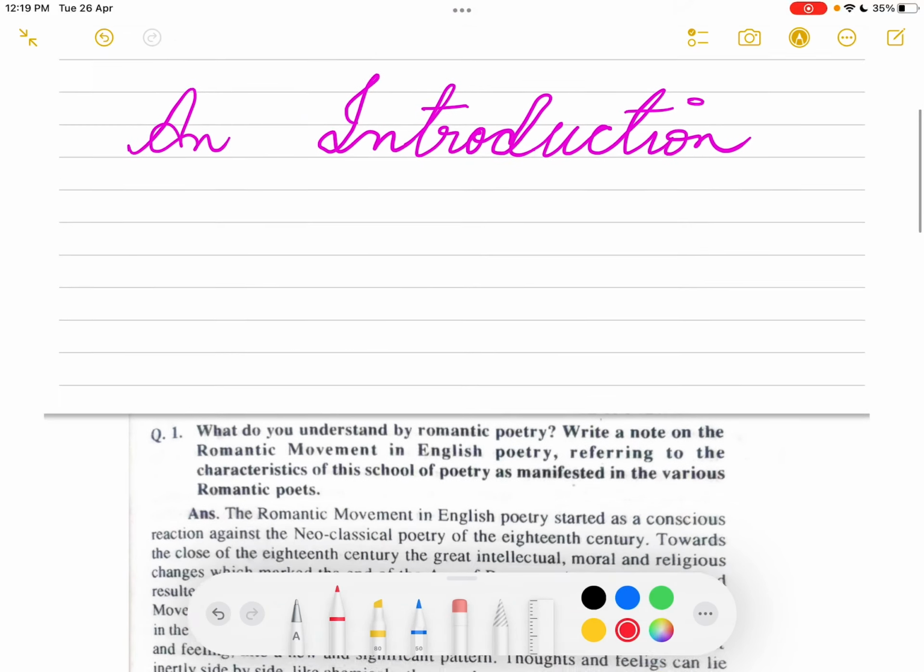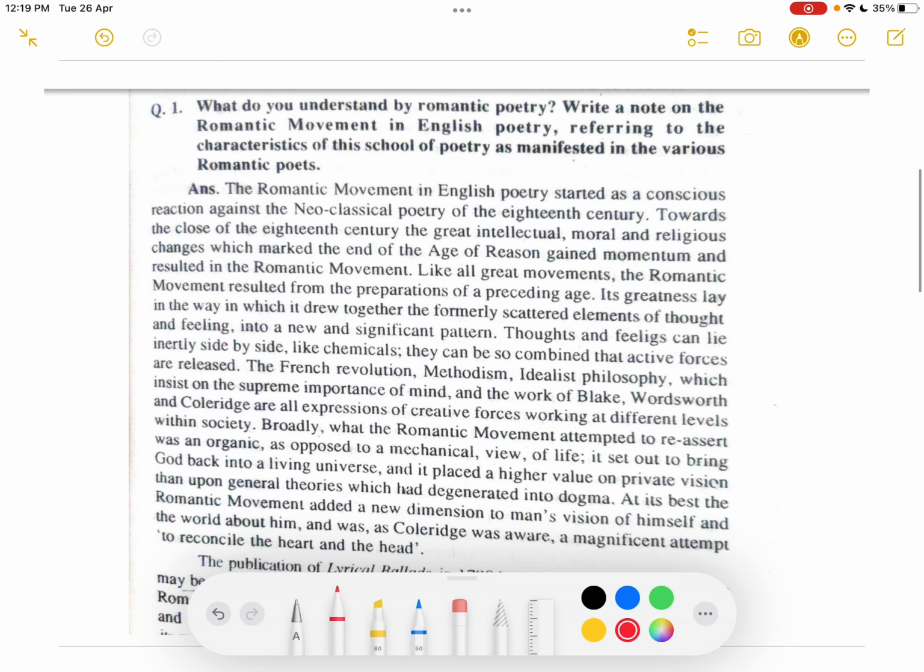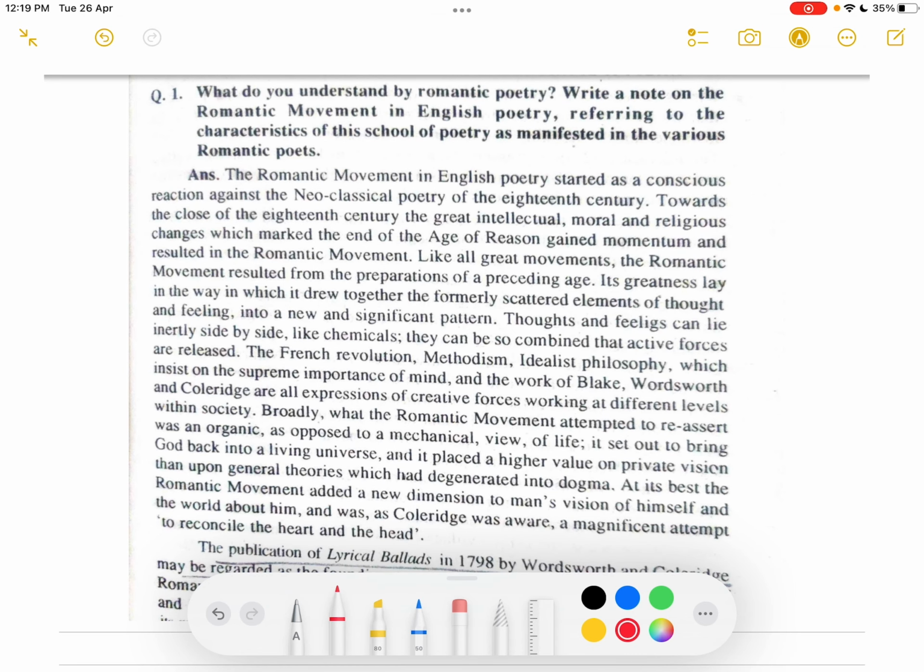Now, what was the romantic movement in English poetry, or what do we understand by romantic poetry? It started as a conscious reaction. Please remember that. It was a reaction against neoclassical poetry of the 18th century. Towards the close of the 18th century, the great intellectual, moral and religious changes which marked the end of the age of reason gained momentum and resulted in the romantic movement. So basically what you have to remember is the reaction. It is a reaction against whatever established norms were there in the 18th century, right?